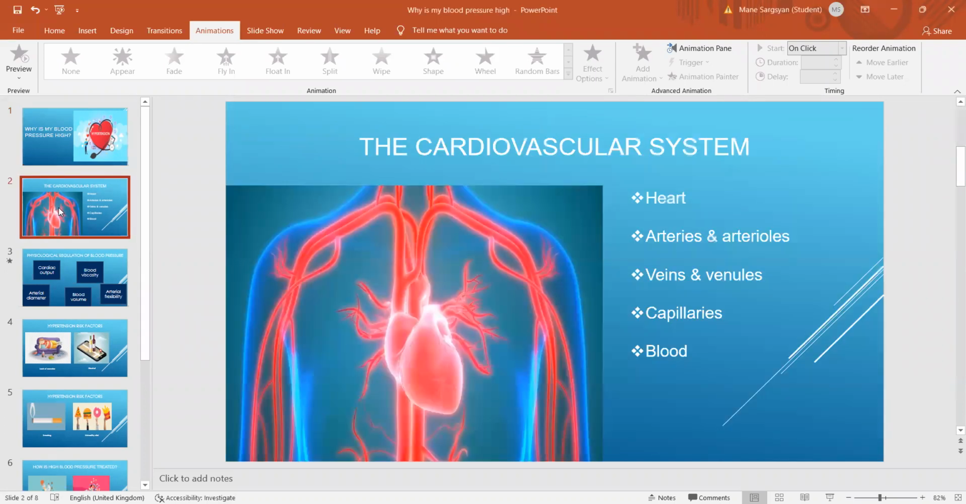Humans are large animals, and that's why we need a cardiovascular system to be able to deliver nutrients to our tissues. The cardiovascular system consists of several major components. One of them is the heart, which is a pump made of muscular tissue that pushes blood into the blood vessels. Blood vessels consist of arteries that branch into arterioles, veins that branch into smaller venules, and capillaries, which are the smallest type of blood vessel. And of course, the final component is the blood that circulates throughout the system, delivering oxygen and nutrients to our tissues.